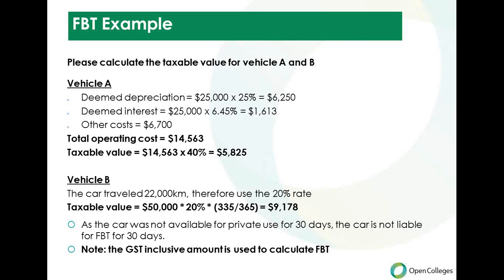For vehicle B, the car travelled 22,000 kilometres in the year, therefore use the 20% rate. The taxable value here of $50,000 by 20%. So it hasn't been owned yet for 4 years, therefore it's not a reduction. Multiplied by 335 divided by 365 days gives you a total of 9,178. You can see that because the car was not available for private use for 30 days, the car is not liable for FBT for those 30 days. And as you can see there, you're using the GST inclusive amounts, which is used to calculate FBT.